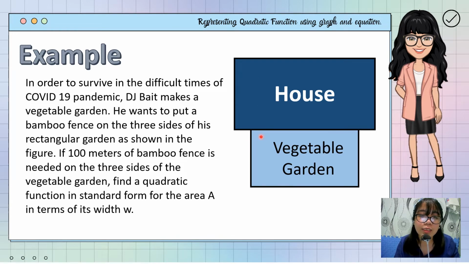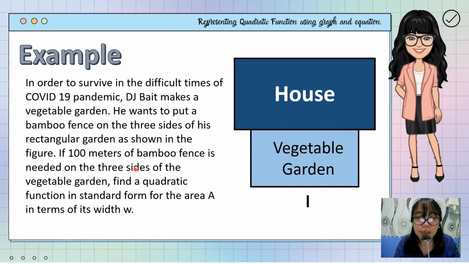Notice that one side of the vegetable garden is attached on one edge of the house. So if DJ wants to fence the entire garden, he will only be needing to fence the three sides of the garden because this side of the garden is already attached to the house. So there is no need for him to fence it. Now, these three sides of the garden will be 100 meters long.